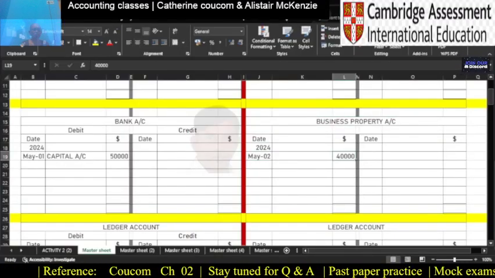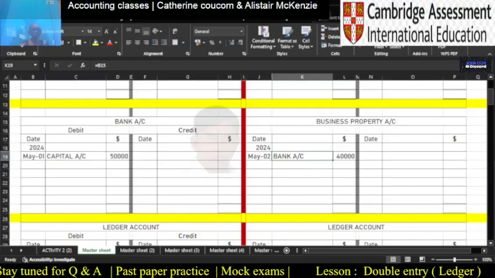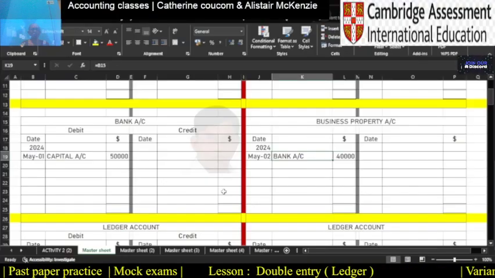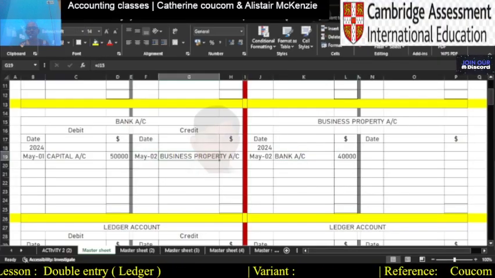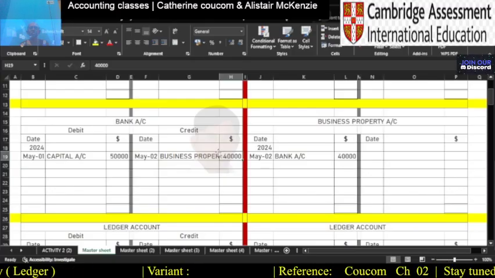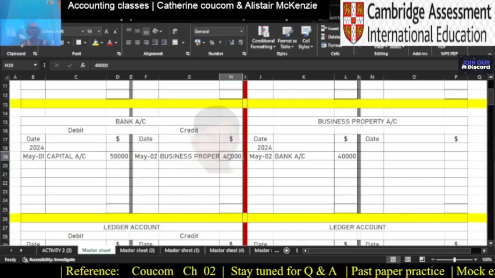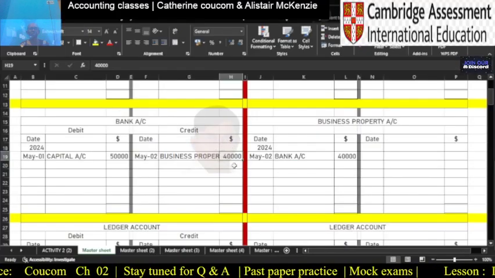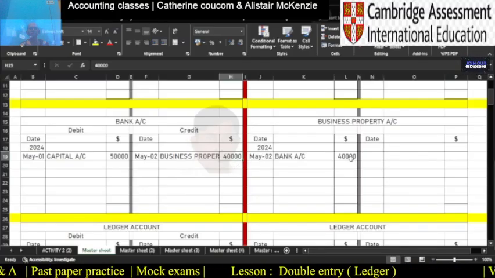40,000. Business property has received 40,000, and who has given it? Bank account has given it. So again it has to come in the bank account. Bank account has given 40,000 to business property. So bank account will be credited with 40,000 and business property will be debited with 40,000.